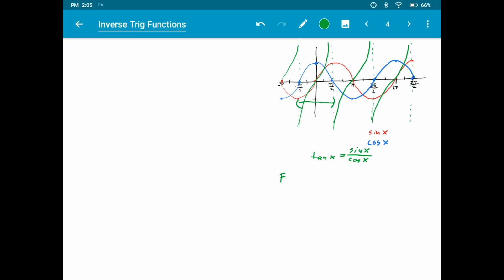So for the tangent of x, we restrict our domain to negative pi over 2 to pi over 2, not including the endpoints, to define the inverse tangent of x.